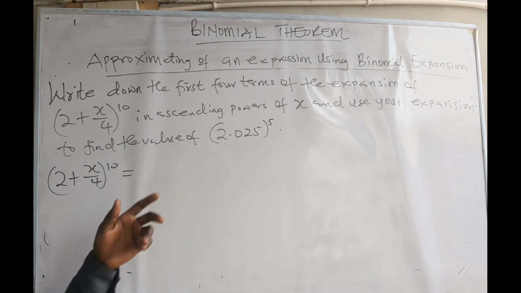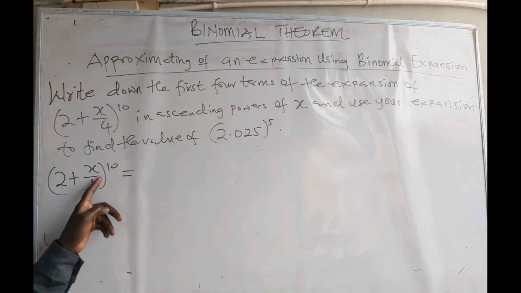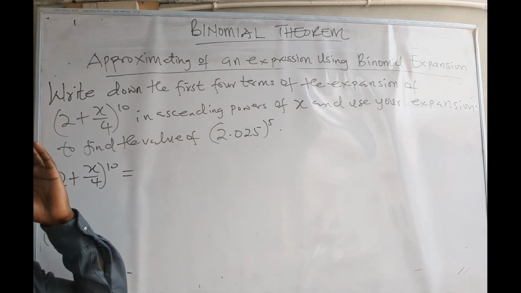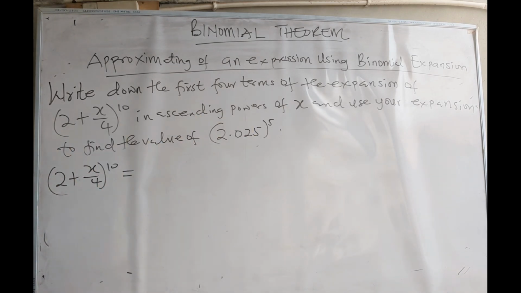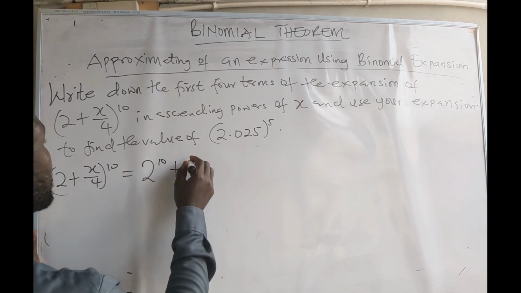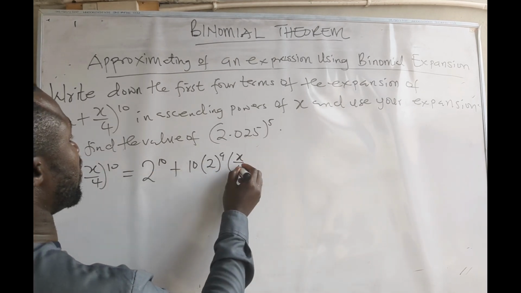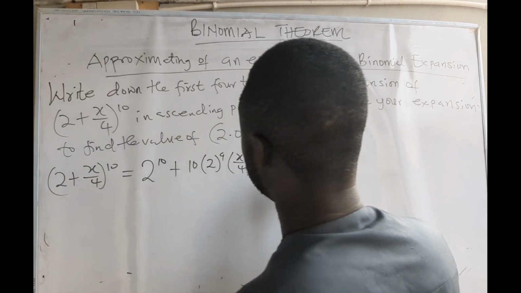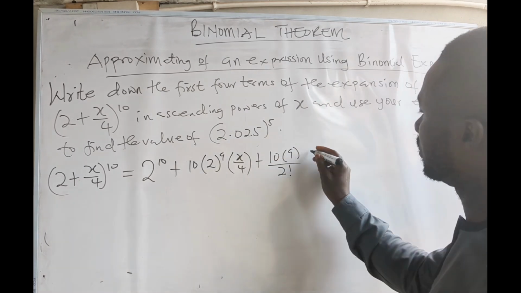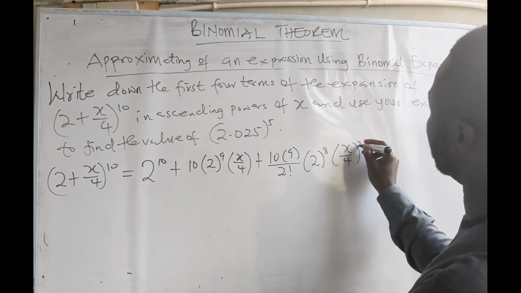Ascending powers of x means that as you move on, the exponent of the x will be increasing, because x is in the second term. So x will start from the second term in our expansion, and then increase like that. So let's go on. Our first term is 2 exponent 10, plus 10 multiplied by 2 exponent 9, then x over 4 will come, plus 10 multiplied by 9 over 2 factorial, then 2 exponent 8, then x over 4 exponent 2.